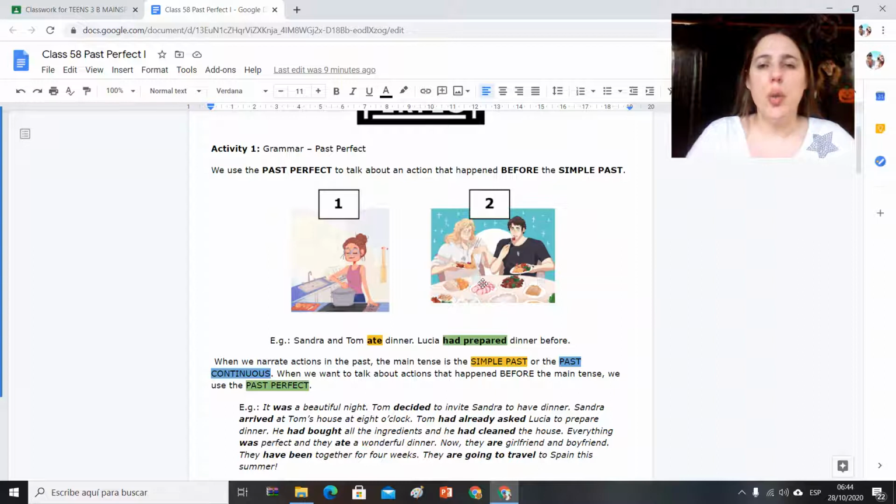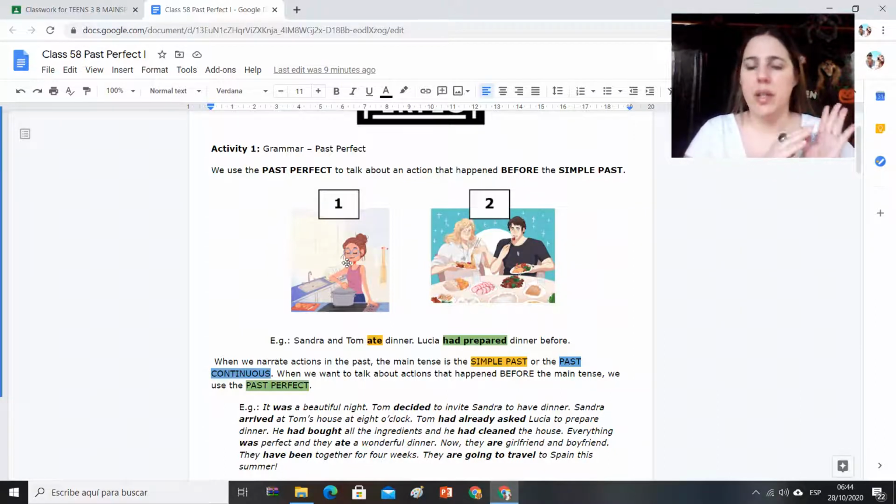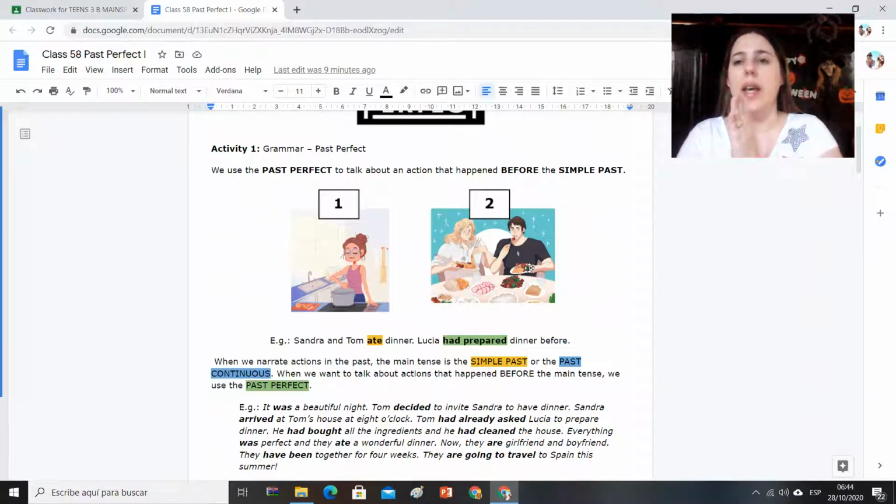Let's look at the two pictures, picture 1 and picture 2. In picture 1, yes, we can see Lucia, and Lucia here cooked or prepared dinner. Cooked and prepared dinner. In picture number 2, Sandra and Tom had dinner or ate dinner. Okay, this is the order of the actions. Lucia prepared and Tom and Sandra ate dinner.